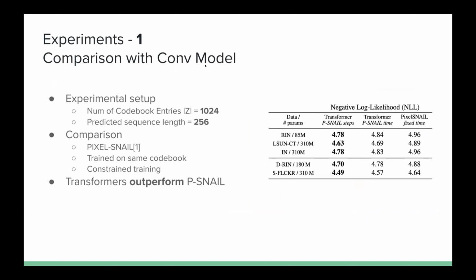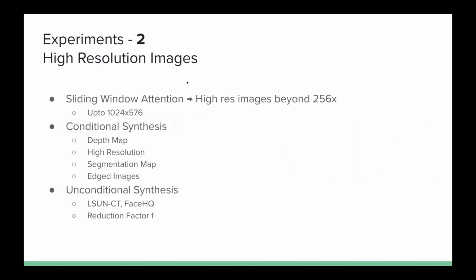So in the first experiment, they compare their model with a convolutional autoregressive model, which is PixelSNAIL. And here in the table, we can see that they were able to get lower negative log likelihood scores as compared to a convolutional PixelSNAIL network in constrained training setups. In the second setup, they evaluated using a transformer whether they're able to go above an image resolution of 256 by 256 or not, and they did go up to 1024 by 576.